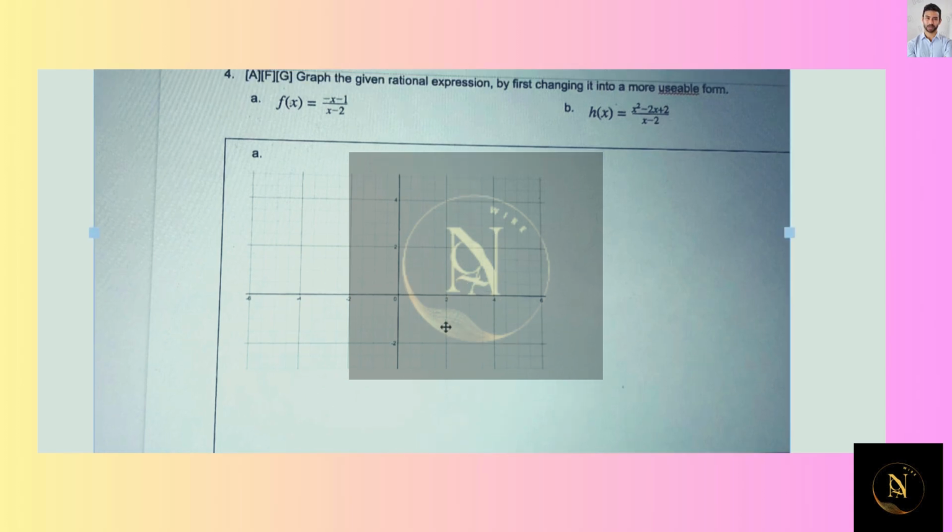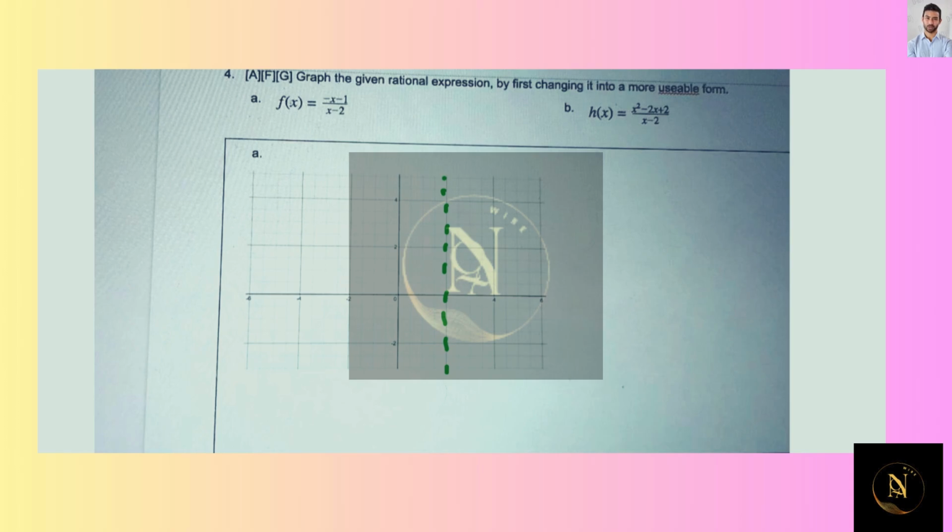I'm not quite sure what is meant by changing it to a more usable form, but first I would start by sketching the vertical asymptote because you can't divide by 0. If x is positive 2, you'd be dividing by 0. So the first thing I do is sketch that vertical line through x equals 2, and then figure out some asymptotes, or excuse me, intercepts.